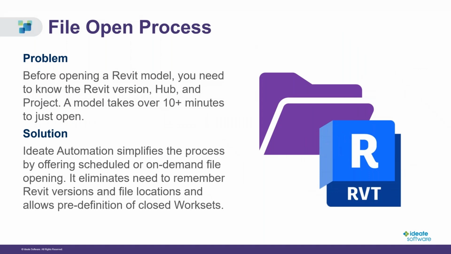So we've touched briefly on the opening file process. Why is this important? Before you open the Revit model, you need to understand the Revit version, hub, and project. And some of these models take 10 minutes to just open. This process allows you to schedule this, or you can do it on demand. All these tasks can either be scheduled or on demand. And it basically eliminates the need to remember what Revit version it was and where it is located, and you can define your work set conditions on file open, which is really great to have.